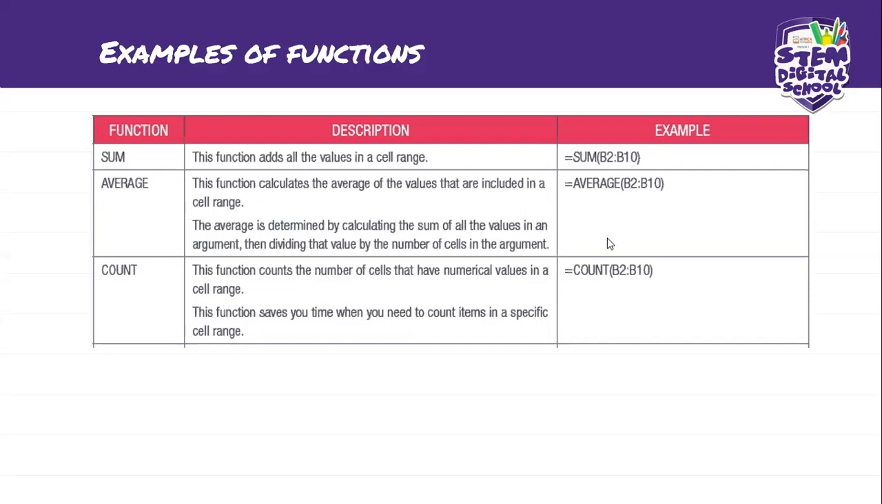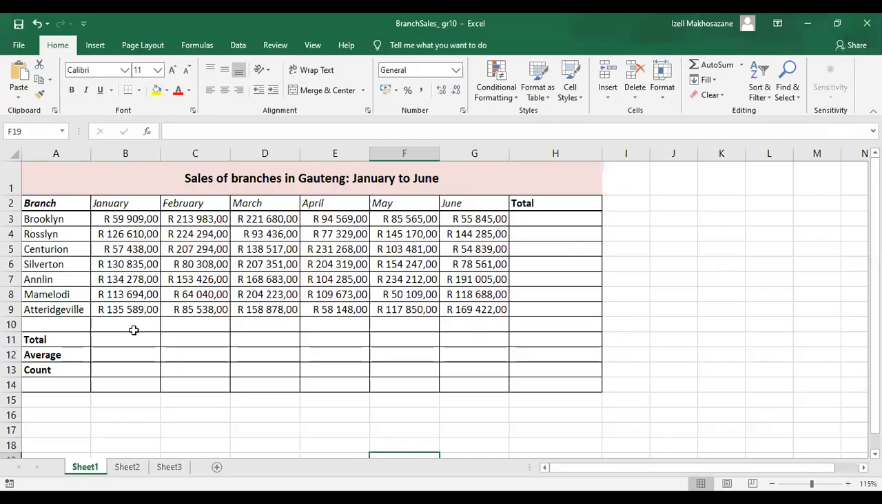Let's practice how this function works. Guys, this is simple. This is grade 10 work. Like here, I opened my Excel spreadsheet. Now to use sum. Sum is used to add all values in a cell range. Now, if I want to add all these values, I want to see the total.